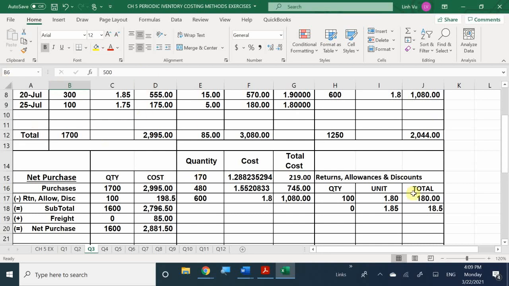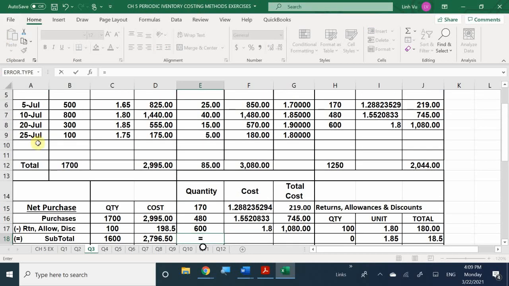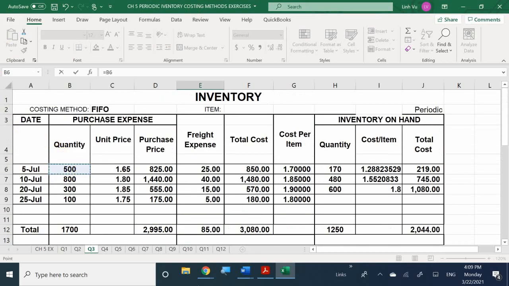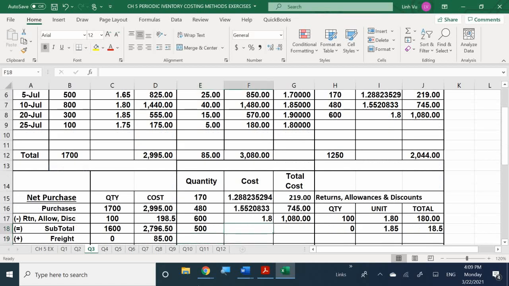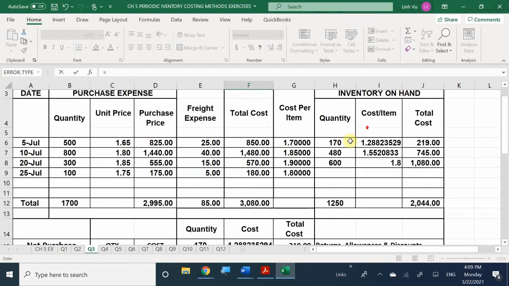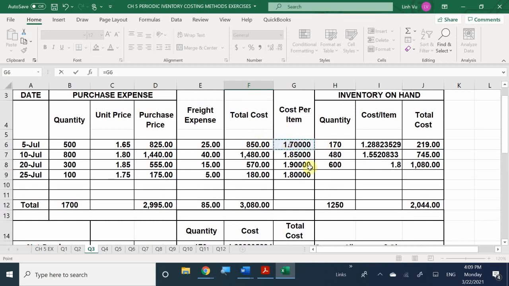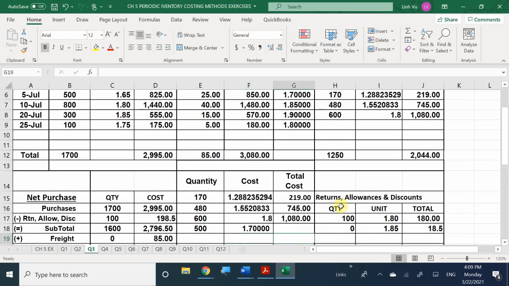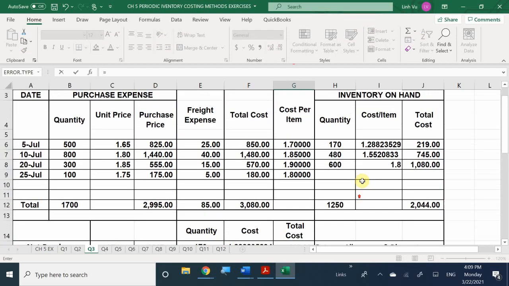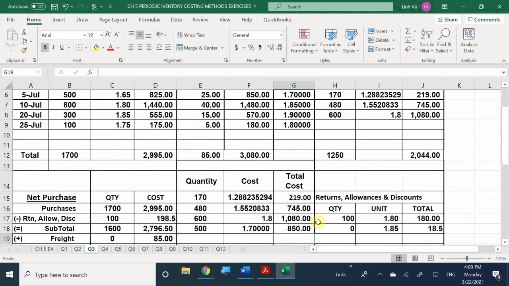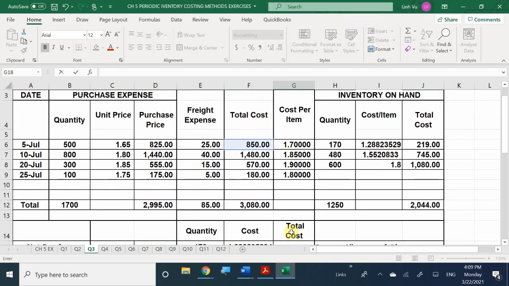Right. So in this case, I'm just going to copy and paste here. We know that we sold 500, and we know that it's going to cost me $1.70, right? No returns and allowances. So in this case, this should equal $850. You can also multiply if you want to use that as well.